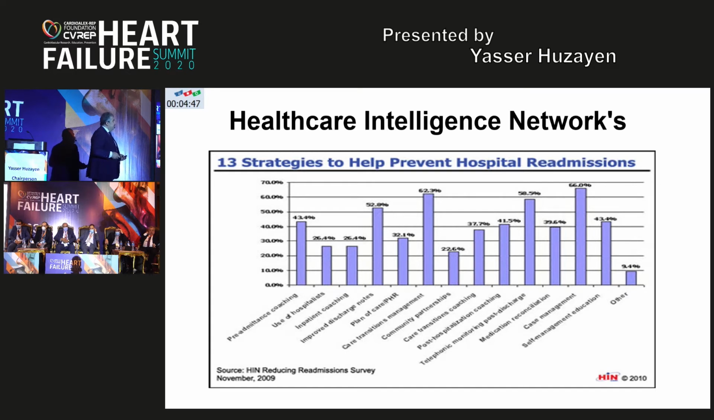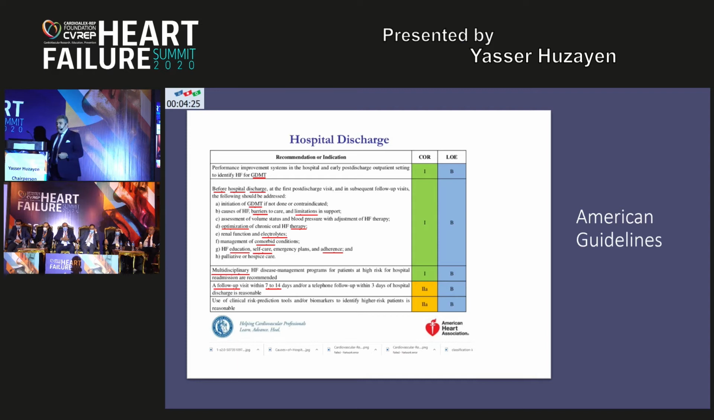Here are the strategies to help prevent hospital readmissions, and you can appreciate all that we tried to figure out throughout the presentation: the pre-admission coaching, the inpatient coaching, the improved discharge notes, etc. And if we come to the guidelines, please stick to guideline-directed therapy. Before hospital discharge, go for guideline-directed therapy. Know your barriers, your limitations. Optimize therapy. Beware of renal function and electrolytes.